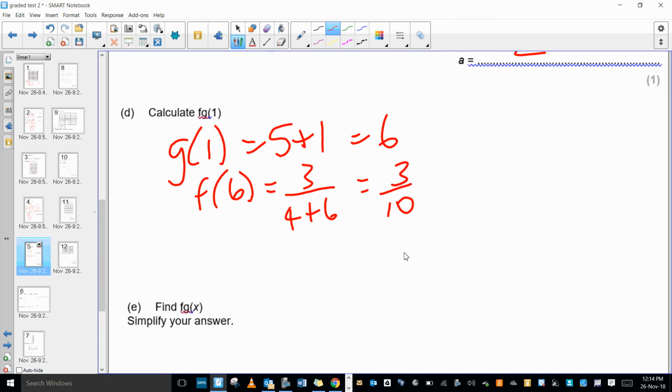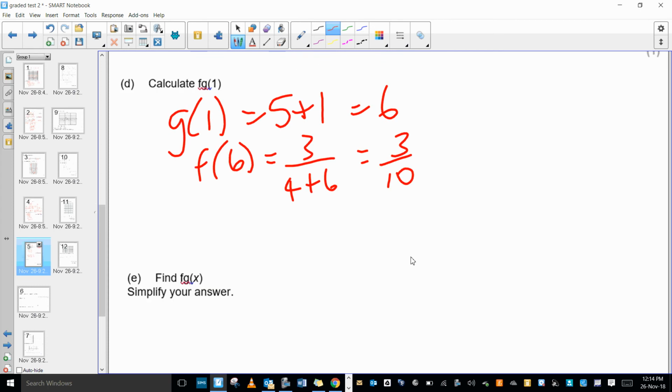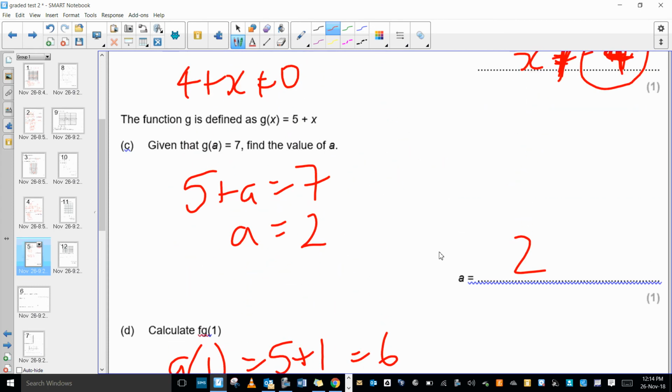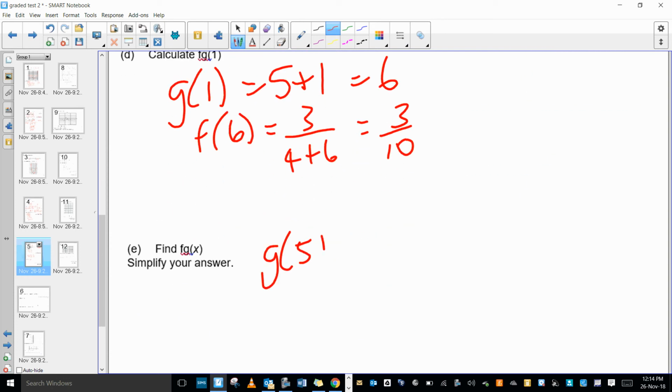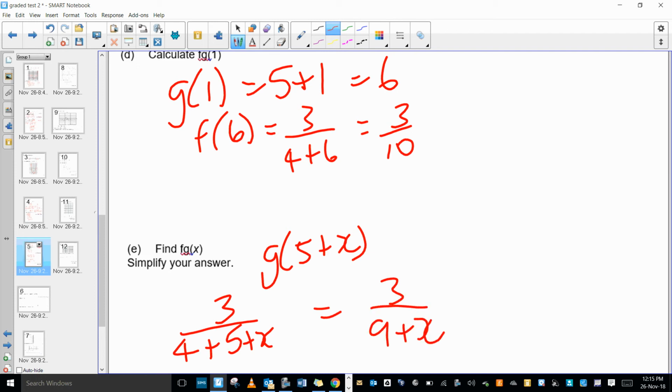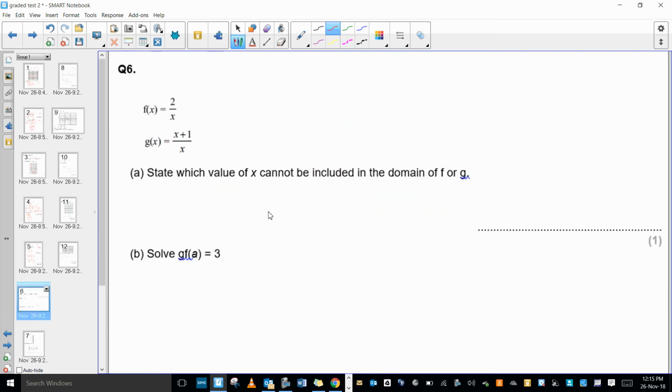Find fg of x. Okay, so g is going into f, and f is 3 over 4 plus g of x, so that's 3 over 4 plus 5 plus x. So that's 3 over 9 plus x. State which value cannot be included in the domain of f or g. So x cannot be 0.